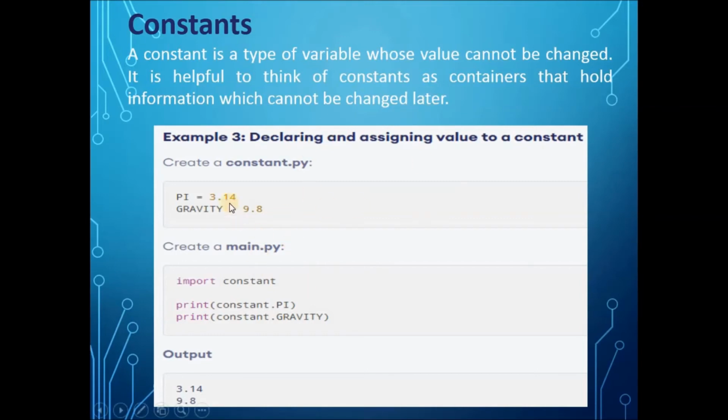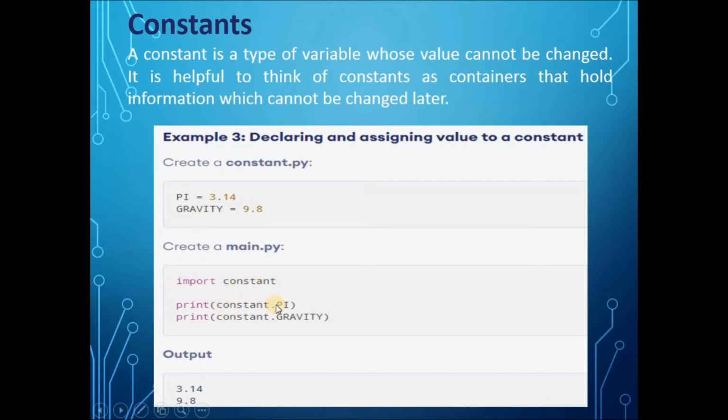One Python module is created, that is constant.py. In this module, we are taking two variables and assigning two values to them. Pi value is this and gravity value is this. Then we are creating another Python script. In this script, import constant. That means we are importing this module in this main.py module.